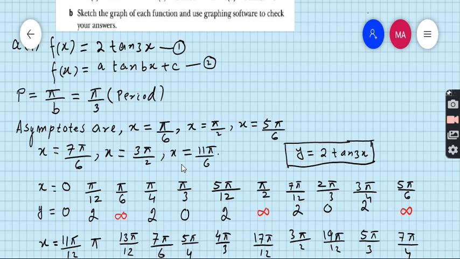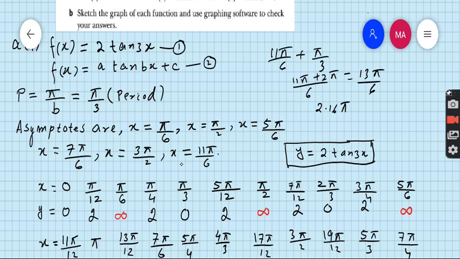Now stop at 11 pi by 6. Why? Because if we find the next asymptote by adding the period to the 11 pi by 6 asymptote, our period is pi by 3. The LCM of 6 and 3 is 6, so 11 pi plus 2 pi is 13 pi by 6. And if you find the value of 13 upon 6, the answer is 2.16 pi.